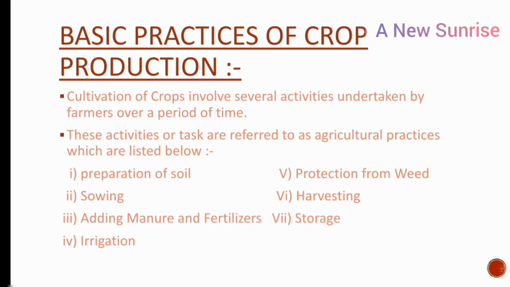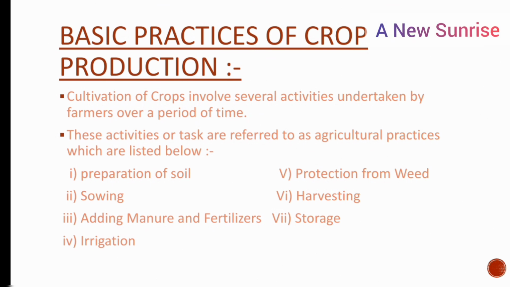Next comes basic practices of crop production. What are the basic practices? What are the basic steps, the tasks that are required to produce a crop? So let's learn about this also. Cultivation of crops involves several activities undertaken by a farmer over a period of time. A farmer has to perform several tasks in order to produce a crop. These activities or tasks are referred to as agricultural practices. And agricultural practices are listed below.